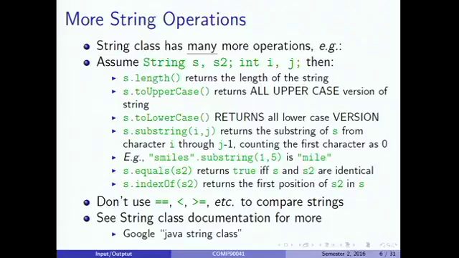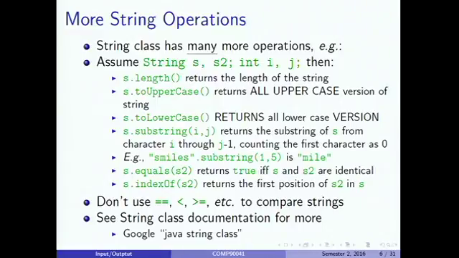s.substring is pretty useful. So s.substring(i, j) returns the substring. Now, be careful about this. It's a little weird. It's weird for a good reason, but it is maybe a little surprising. First of all, it gives you a substring of the string starting from character i and going up to character j, except character i is numbered from 0.